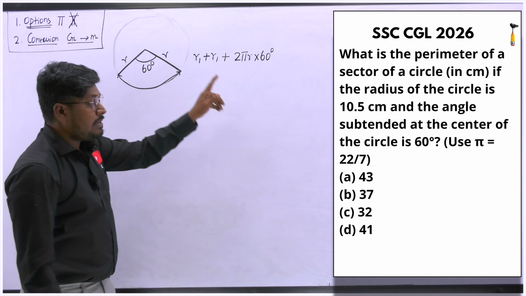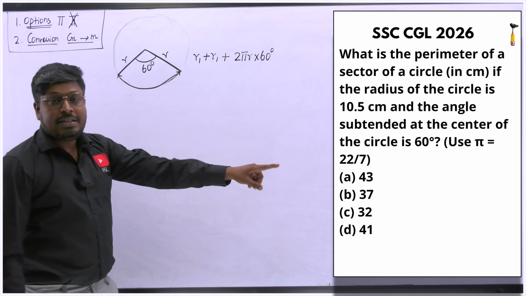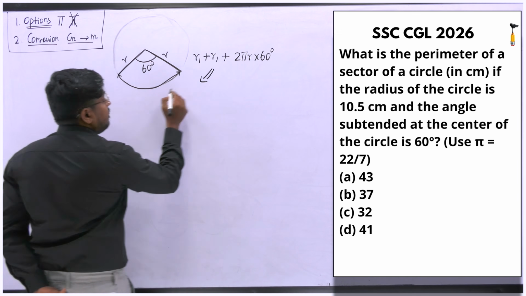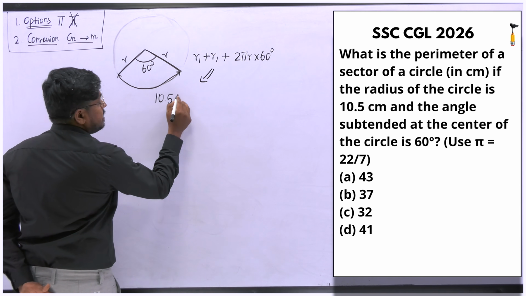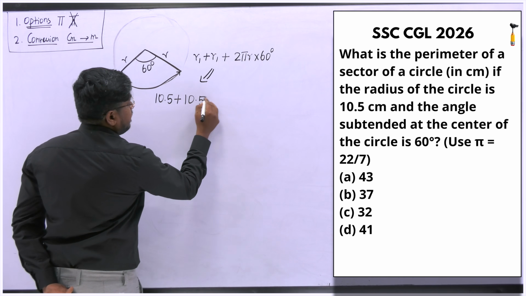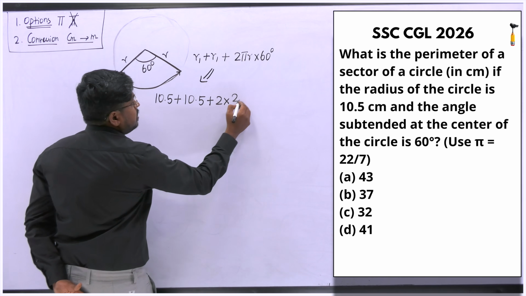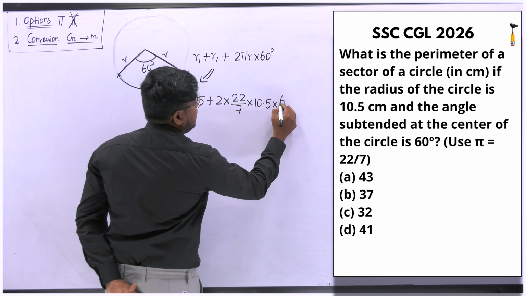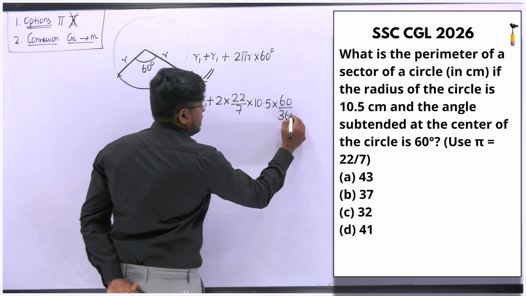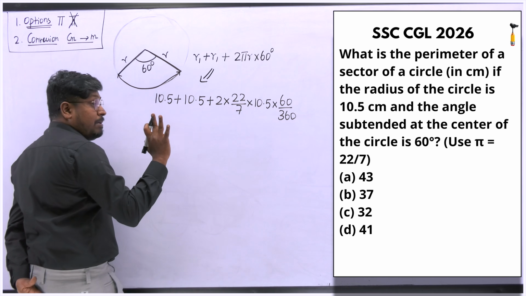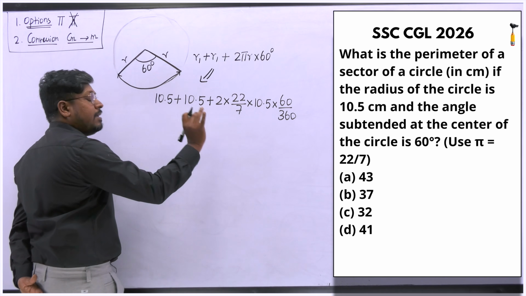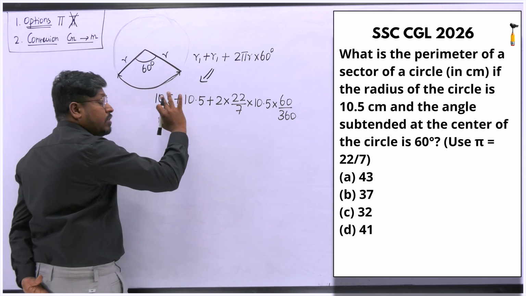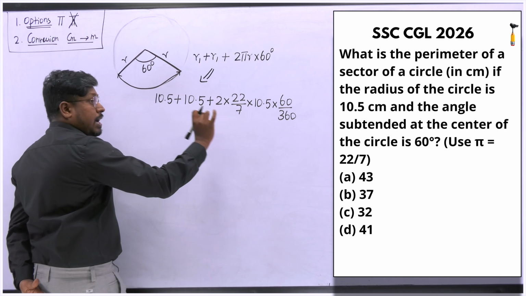What is the radius here? According to the question, they have given the radius of the circle, which is 10.5. So write down all the values. First 10.5 radius plus 10.5 plus 2 into 22 by 7 into 10.5 into 60 degree. So 60 divided by 360. Don't think that the calculation will be very difficult. It's very easy and simple. Be slow, don't use any shortcuts for the multiplication. Be slow and be confident.